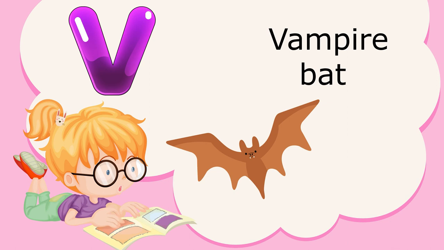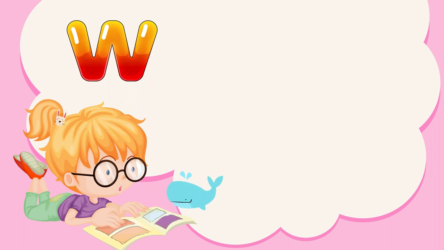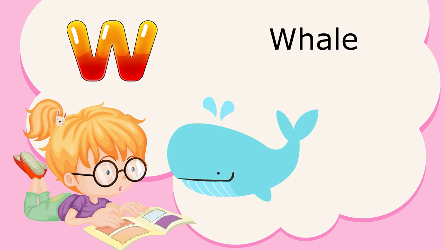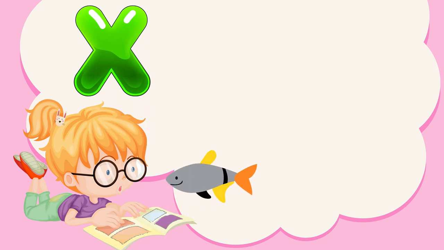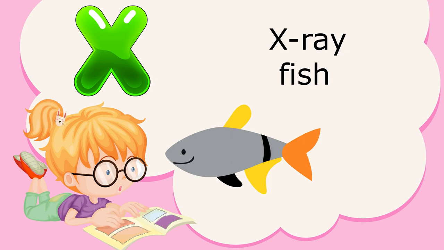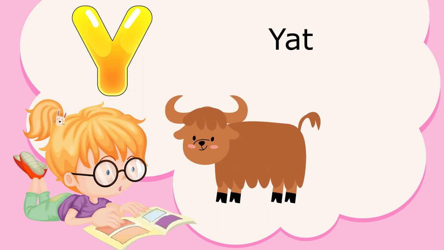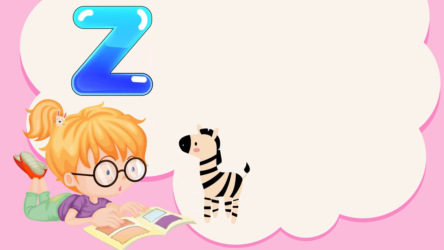V for vampire bat. V A M P I R E B A T. W for whale. W H A L E. X for X-ray fish. X R A Y F I S H. Y for yak. Y A K. Z for zebra. Z E B R A.